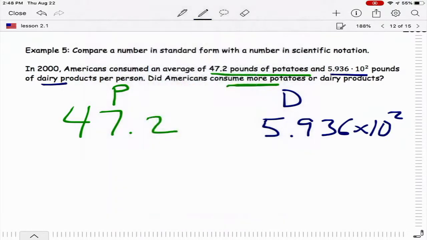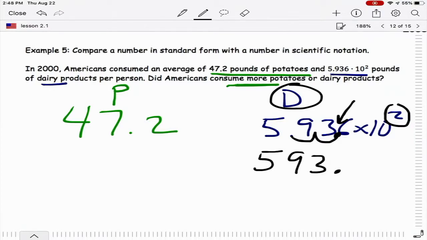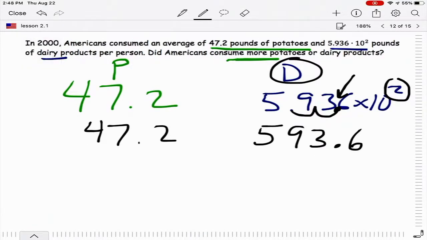So I'm going to convert the dairy into standard form. This is telling me to take my decimal and move it 2 spaces to the right. So 1, 2. I'm going to rewrite my problem now. My decimal is now in between the 3 and the 6. So it's 593.6. And I'm comparing that to 47.2. Obviously, which number is bigger? The 47.2 or the 593.6? Right? Obviously, the 593.6. So your dairy product is more, right? Did Americans consume more potatoes or dairy products? Final answer is they consume more dairy products.